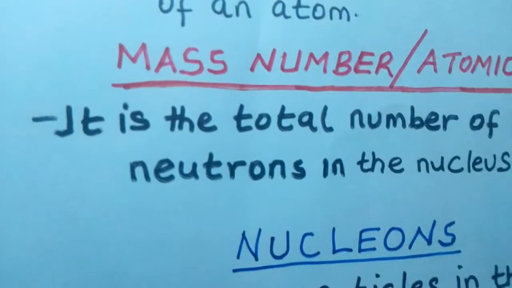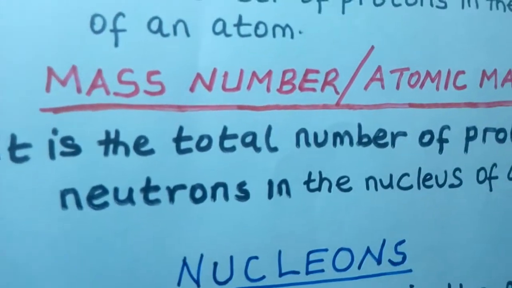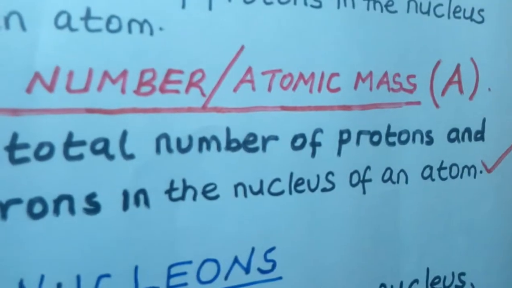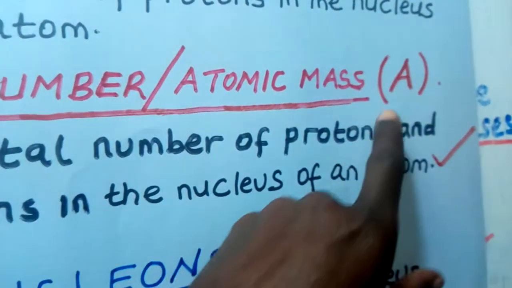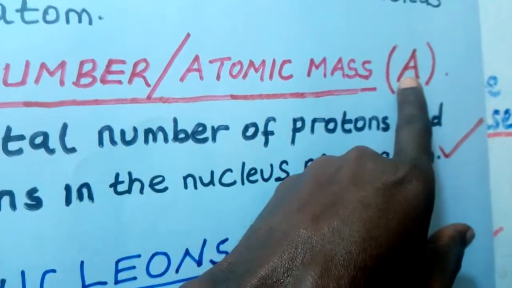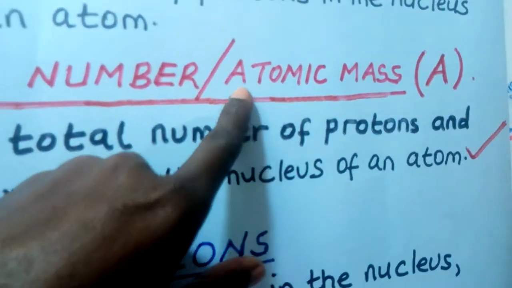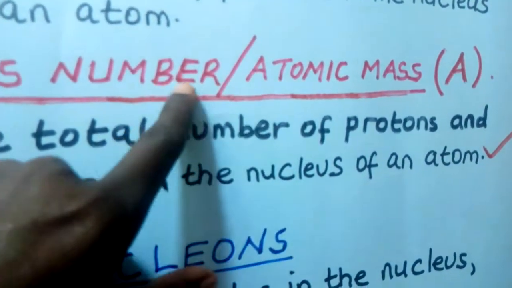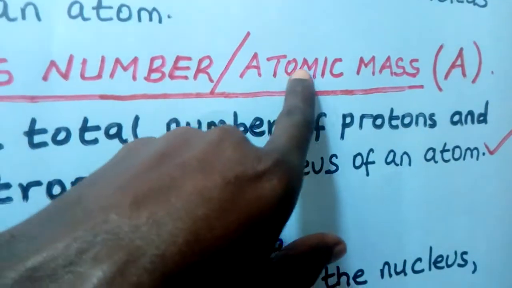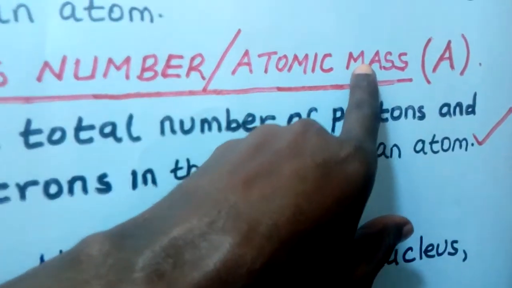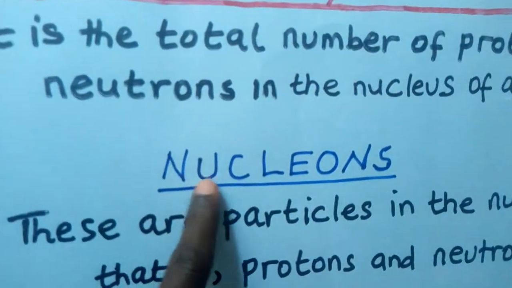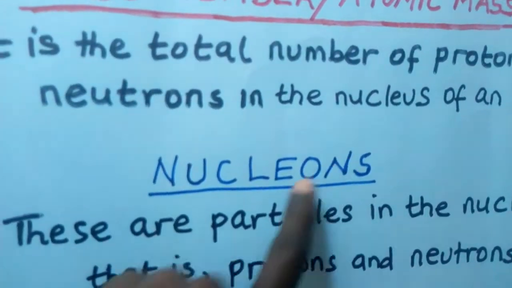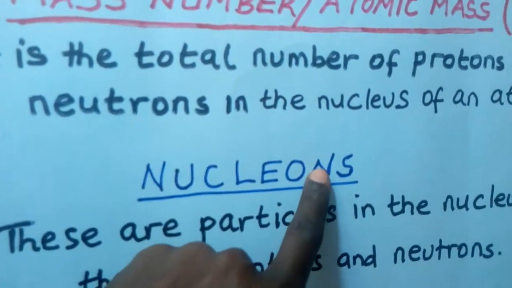Okay, then we have another word, mass number. If you don't want to call it mass number, you call it atomic mass. We always use the letter A to represent the mass number or atomic mass. Another name for this, you can call it nucleon number. You see this word here? Nucleons. Nucleons come from the word nucleus.